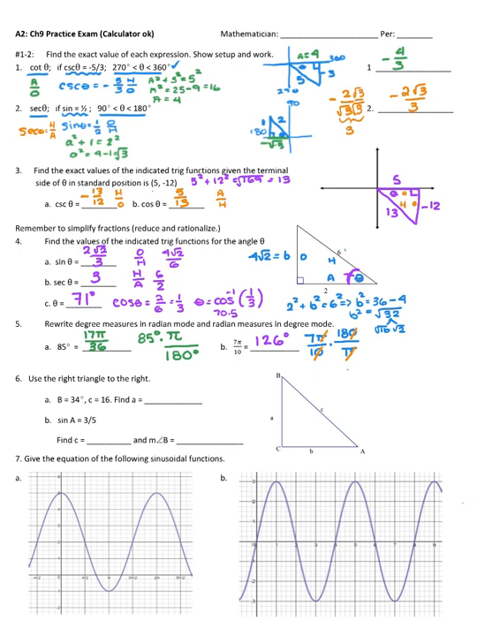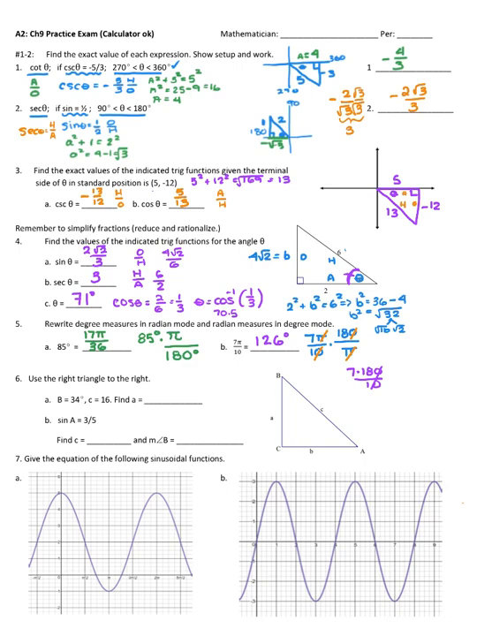I also will sometimes just replace pi with 180. 7 times 180 divided by 10. Notice you get back to 7 times 18. Either way, it works.